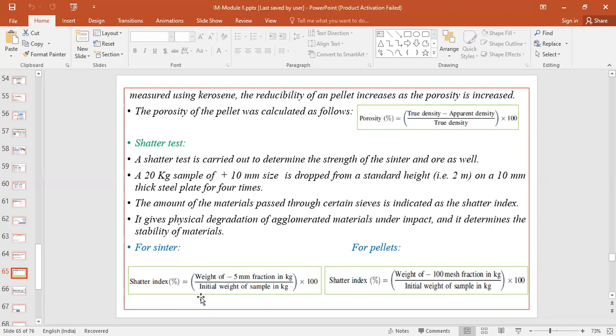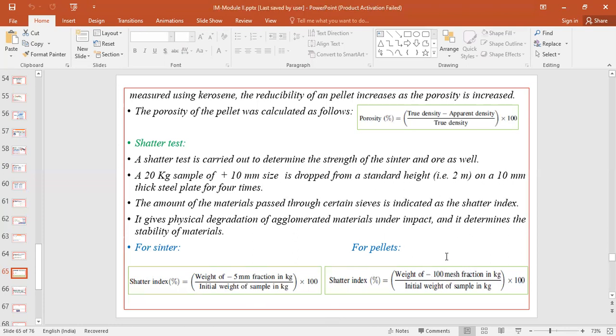The shatter index will give the impact strength for sinter and pellet. For sinter, this is the formula which we need to use: the weight of minus 5 mm fraction in kg divided by the initial weight of the sample. Whatever initial sample you have taken is 20 kg. You drop it from 2 meter height 4 times, and then the product, whatever is there, you sieve using a 5 mm screen. The weight of the minus 5 mm fraction you weigh, and then divide by the initial weight of the sample, that is 20 kg, into 100. That will give the shatter index for the sinter.